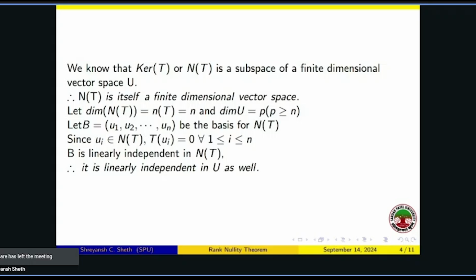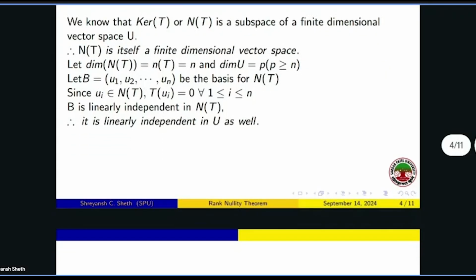So since the kernel space is a subspace of U, we will get a basis of that set. So I am defining B equal to U1, U2 up to UN, the basis of the null space. And since it is a basis, it is a linearly independent set in kernel T. But since it is a subspace of U, the set U1 up to UN, that is B, is also linearly independent in the domain space U. And we know that if you have a linearly independent set in a vector space, then you can extend it to a basis of that vector space. So the same thing we will do.